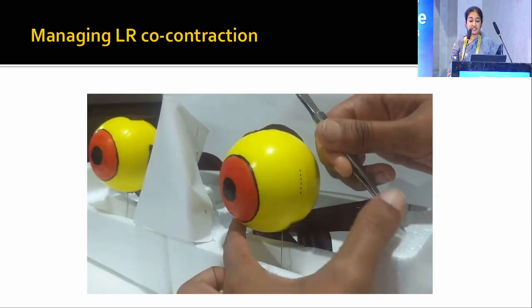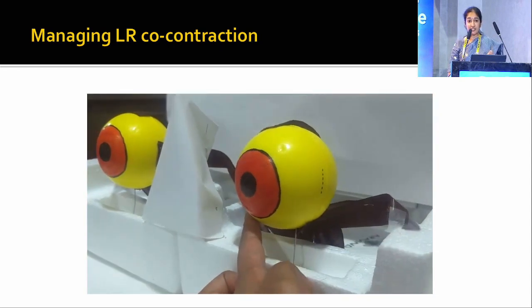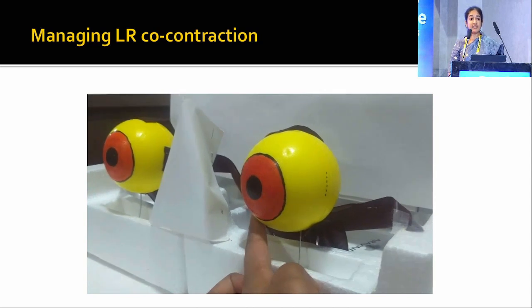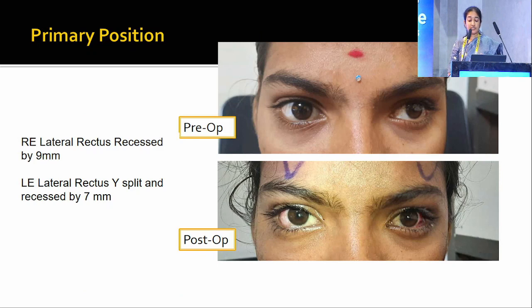In a very large recession, we can detach it and then attach it to the periosteum, and this is done when there is no abduction because the LR is already not acting, so we can do a periosteal fixation and use the SR to help for the abduction. So this is the same patient where we did a right eye lateral rectus recession of 9 mm and the LR was recessed in the left eye with a Y-split at 7 mm.